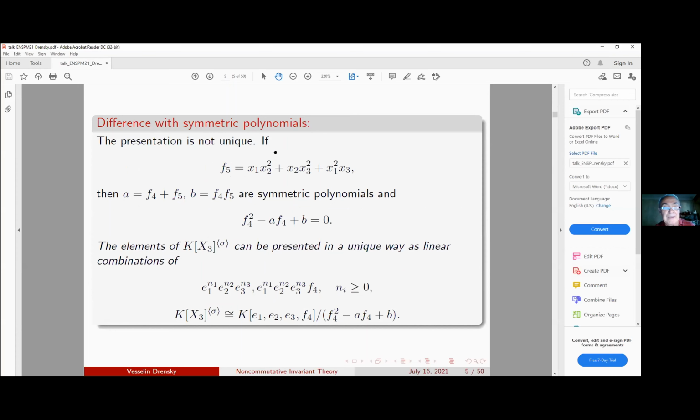So what is the difference? The difference is that if you add one more cyclic symmetric polynomial, then it turns out that this extra polynomial satisfies a quadratic relation with coefficients which are symmetric polynomials. And of course, you can present the cyclic symmetric polynomials in this form, as a product of elementary symmetric polynomials, or elementary symmetric polynomials multiplied by this extra polynomial. So in the language of presentation, this algebra is isomorphic to the algebra of four variables modulo a quadratic equation.